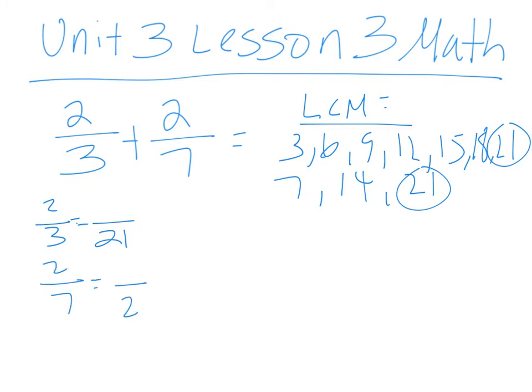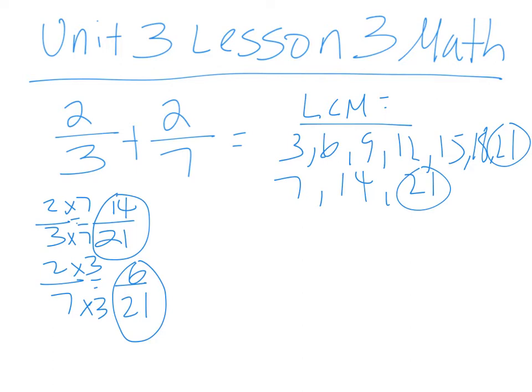So we'll do that. And then we need to do what we call the top-bottom rule. Multiplication, whatever you do to the bottom, you do to the top. So this fraction becomes 6 over 21. Then you do the top-bottom rule again, and this fraction becomes 14 over 21. So then it's 14/21 plus 6/21.